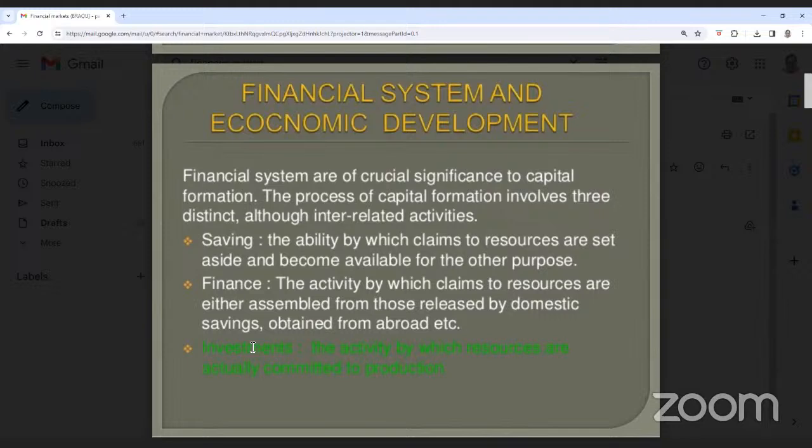Next is finance. Finance is nothing but the activity by which claims to resources are either assembled from those realized by domestic savings or obtained from abroad, etc.